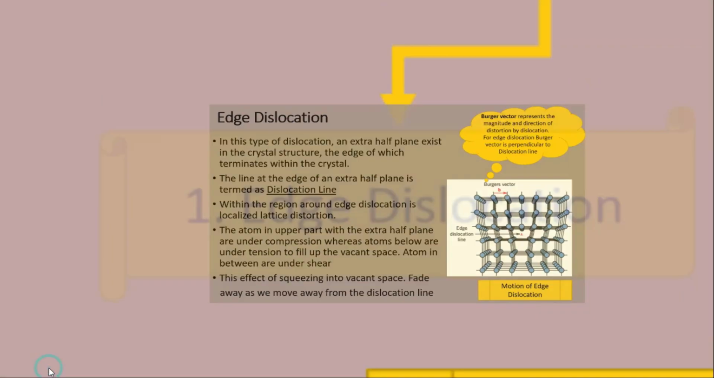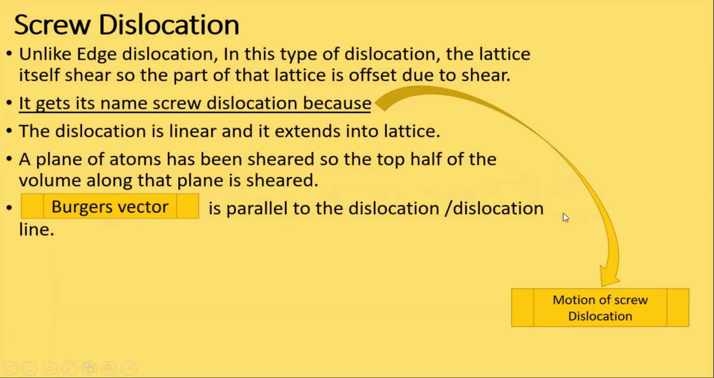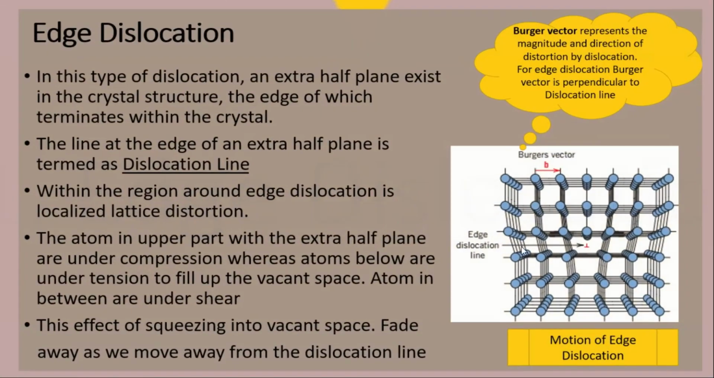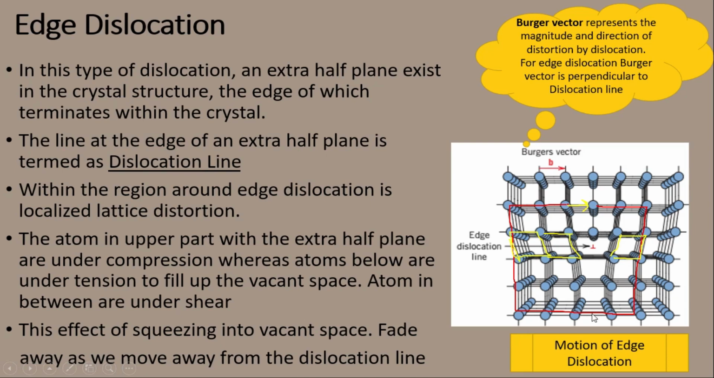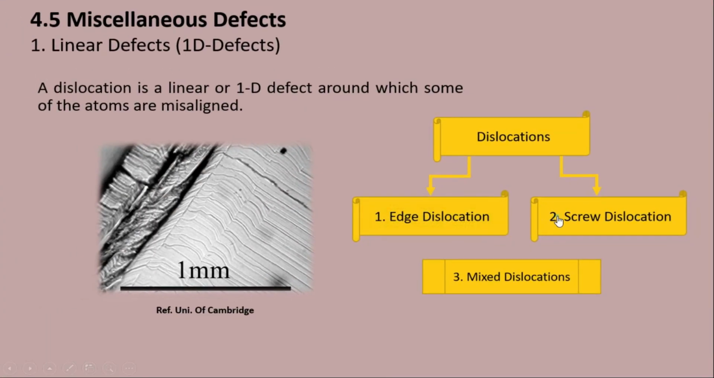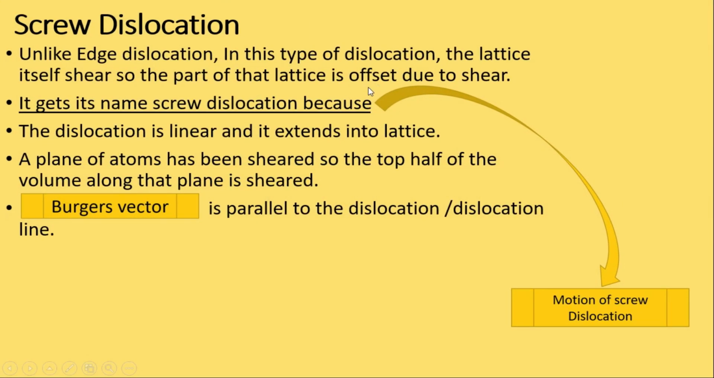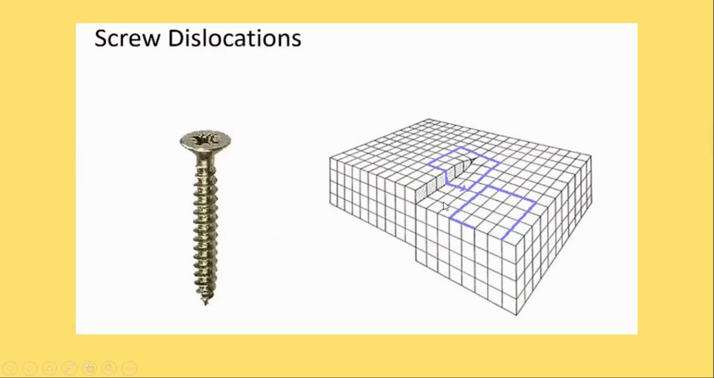Now moving towards the second type of dislocation, that is called a screw dislocation. Unlike the edge dislocation, which has an extra half plane in it, in this type of dislocation the lattice itself shears, so part of the lattice is offset due to shear. What does it mean? In the edge dislocation, the part that was offsetting was an extra half plane. It was something extra. But in the screw dislocation, there is nothing extra that is offsetting, but the lattice itself is shearing because of the shear stresses. So it's under pure shear, and it gets its name from the type of motion it undergoes.